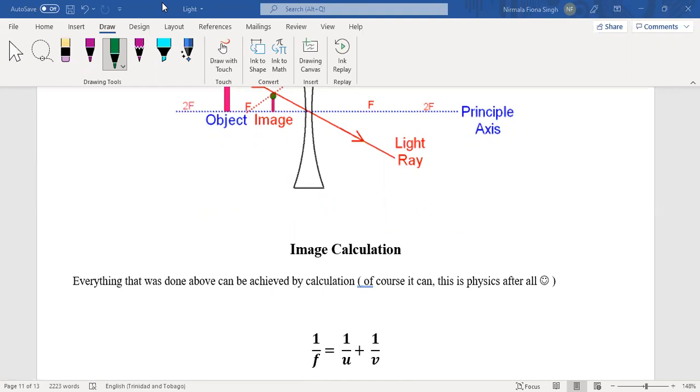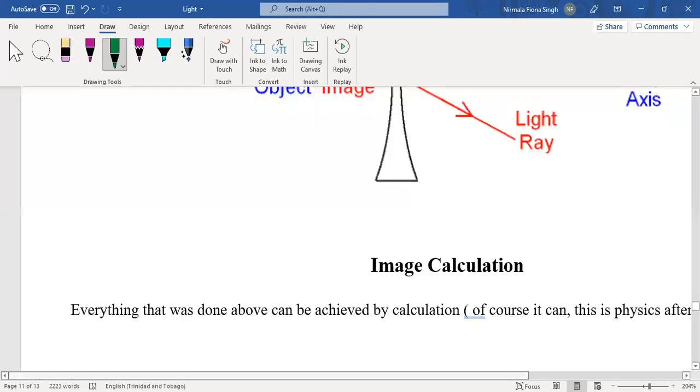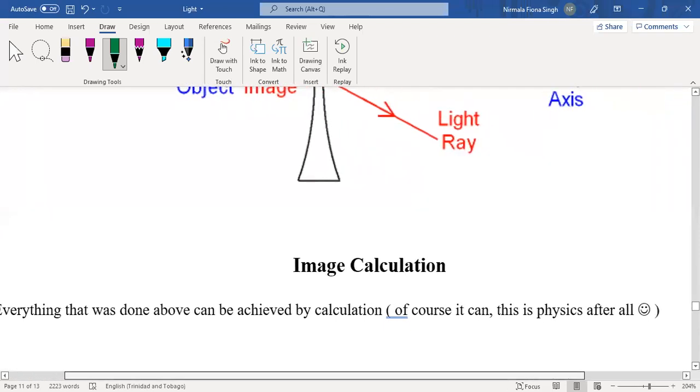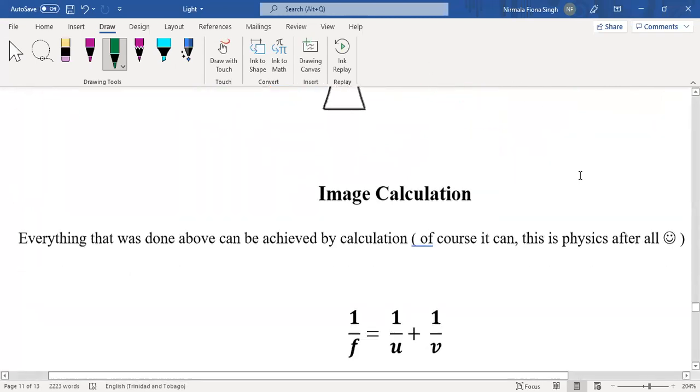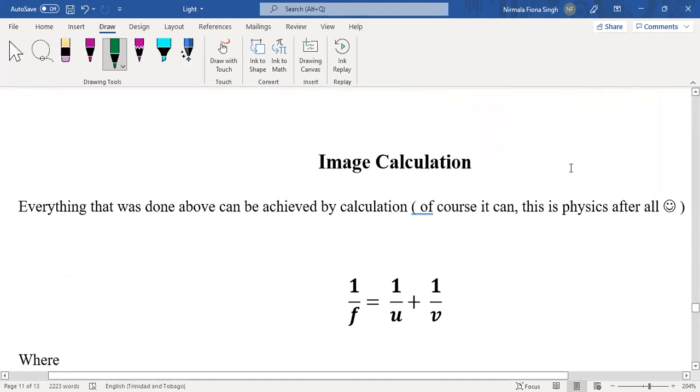Now, we can work out everything in a lens, right, by drawing, or we can go ahead, folks, and calculate it. Everything that we just did in the diagrams and in the drawings, we can calculate it. So let's read. Everything that was done above can be achieved by calculations. Of course it can, but this is physics. Physics, we can do everything by calculation. Every single thing by calculation.